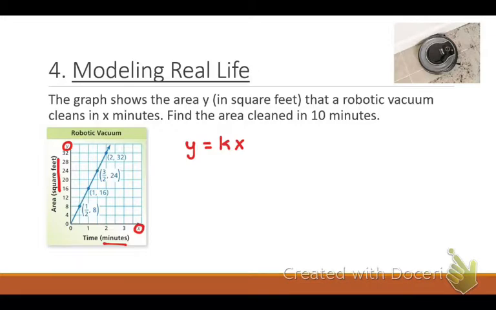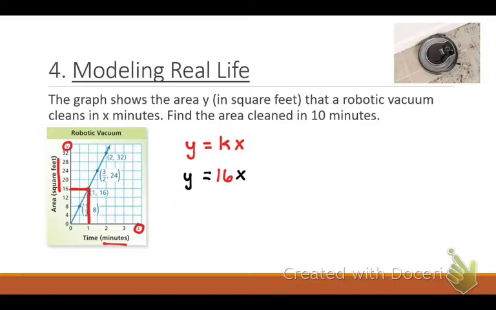A unit rate has to have a denominator of 1. So my denominator here is going to be minutes. So I want to look to see how much it has cleaned at 1 minute. So I want you to find that 1 and go all the way up to the dot. The 1 in minutes is how much square feet, class? 16. So guess what? Instead of us writing, again, y equals kx, guess what number I'm going to plug in for the k? 16, because that's the unit rate. All right, so write down exactly what it is that I am writing down there.